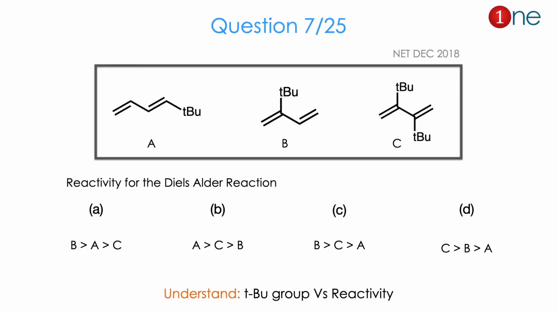Then we will see the next question. They gave three different dienes A, B, C. They are asking you to find the reactivity of the diene. Here the dienes differ in the tertiary butyl substitution. So you have to find which one reacts faster, which one reacts slower. From the question and possible answers, you might realize the question is really about the tertiary butyl group versus reactivity. The answer is A. Let us see how.